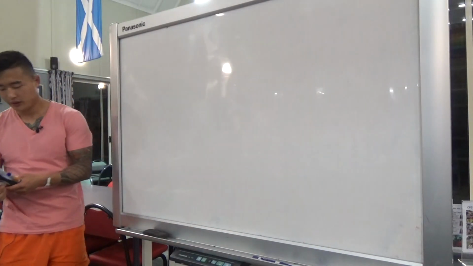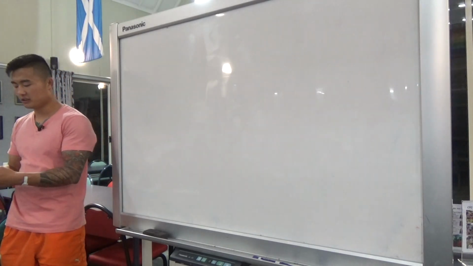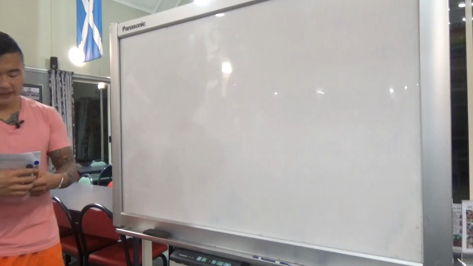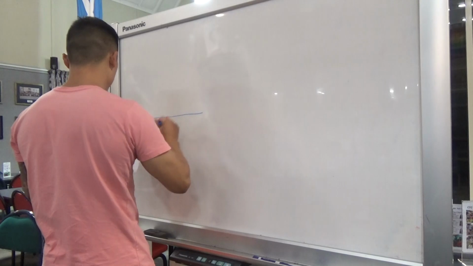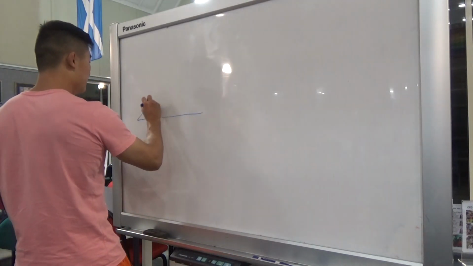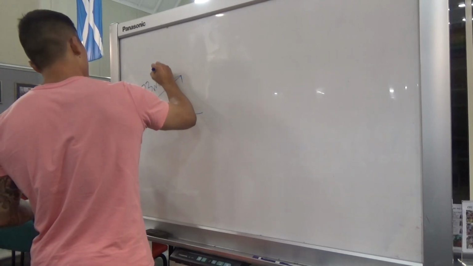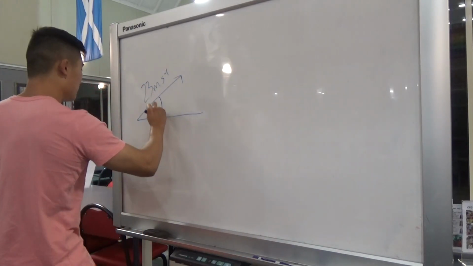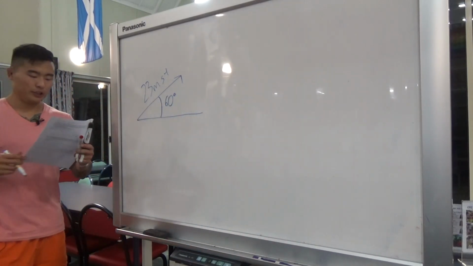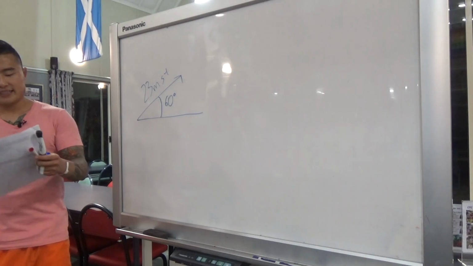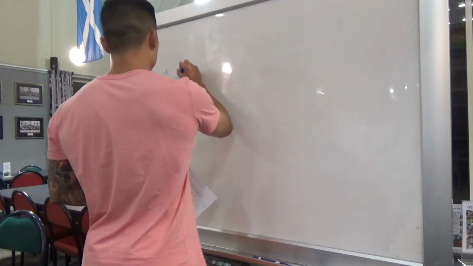Okay, so number 2, a cannonball is fired from a cannon at an angle of 60 degrees above the horizontal. The speed of the cannonball as it leaves the end of the cannon is 23 meters per second. Assuming that air resistance is negligible, how high above the end of the cannon will the cannonball go?